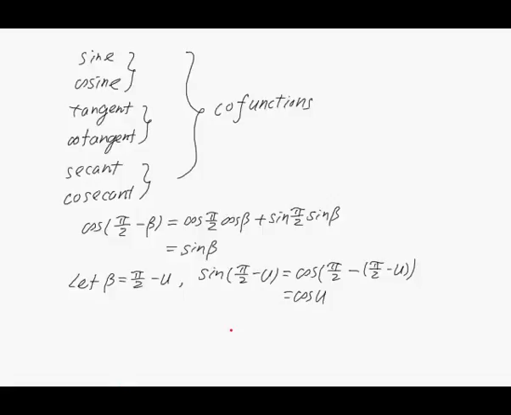So now we have the first pair of the cofunction identities. The first one is cosine of half pi minus beta equal to sine beta, and then sine of half pi minus beta equal to cosine beta, right? And from here we can get the cofunction identity for the tangent, cotangent, secant, and cosecant. And let's move to the next page.